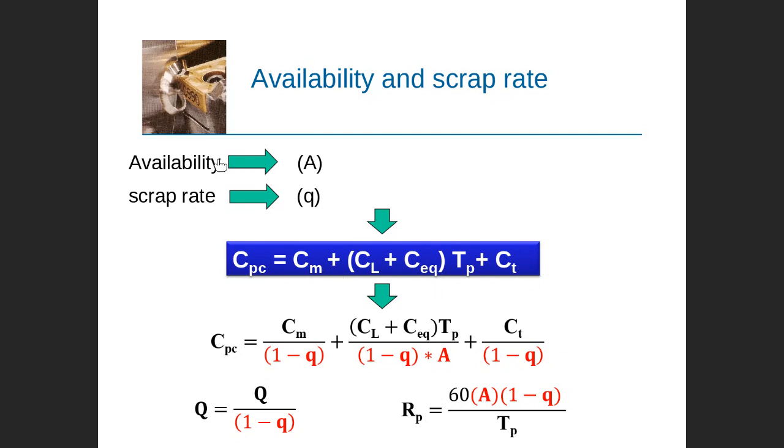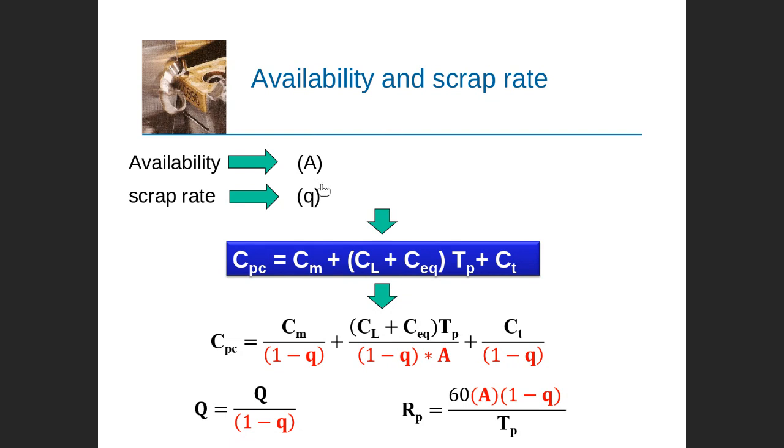Then we need to consider availability and scrap rate. Let's see together how to add availability and scrap rate to the equation, one by one. CM: what is the CM? Material cost, raw material cost.